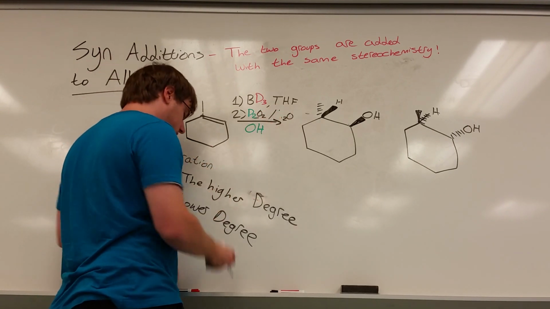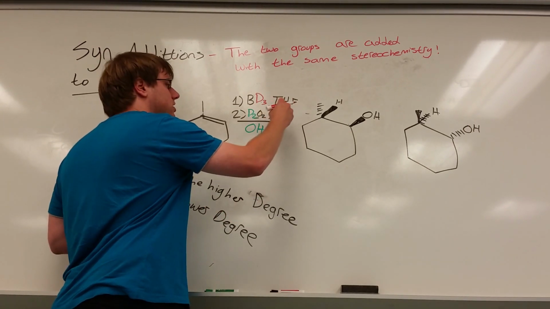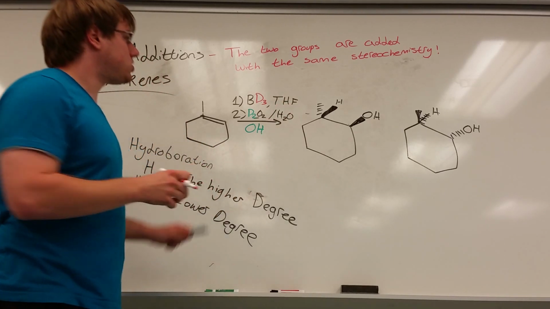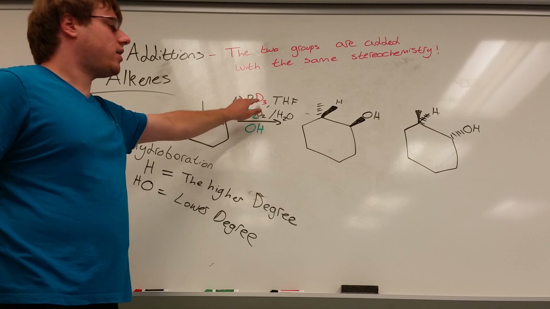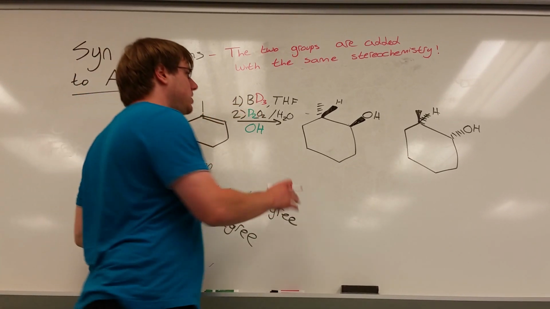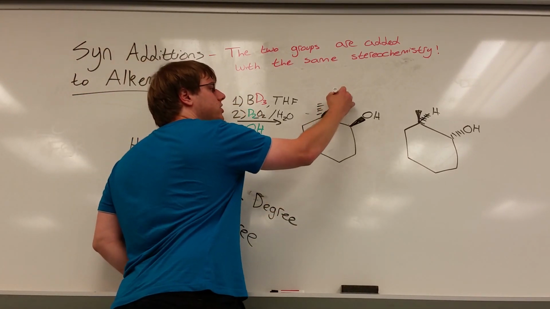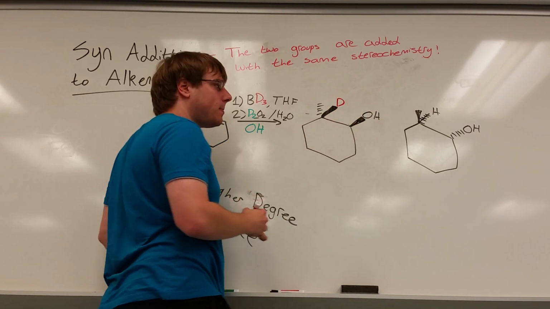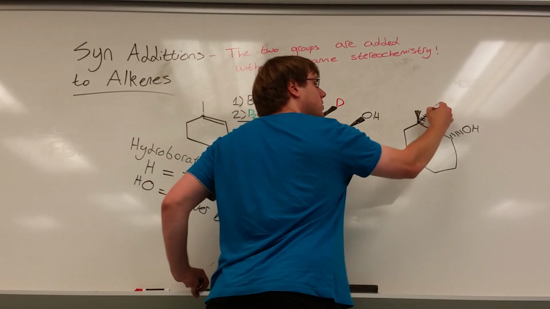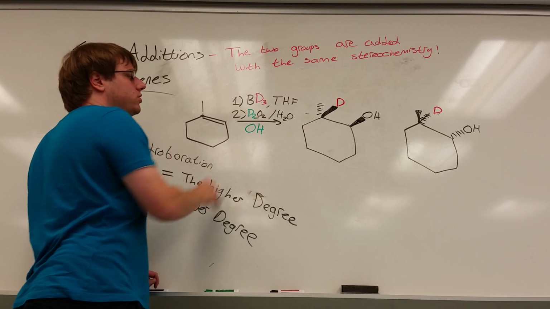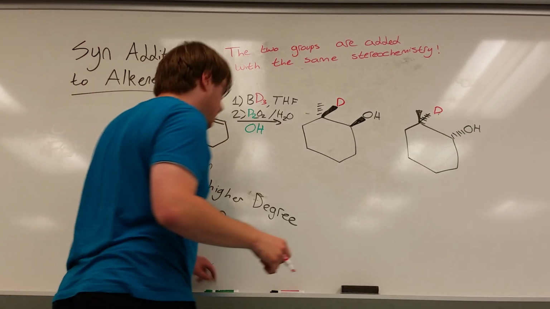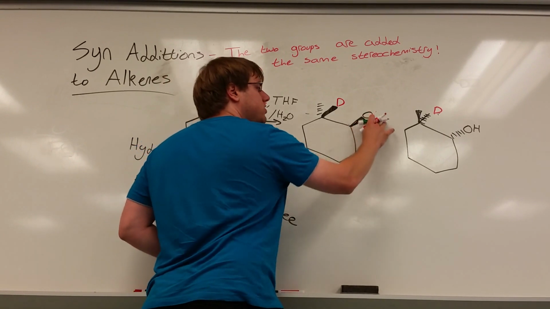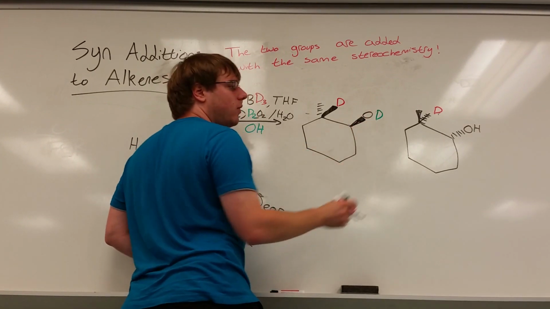Now, I'll do that last. Actually, let's not do that. Let's just keep this H2O for now. So, what this shows is BD3. The hydrogen is added by the boron part, which means that red deuterium would be over here, or over here. D2O2 is the green deuterium, which means the D that's green would be on the OH.